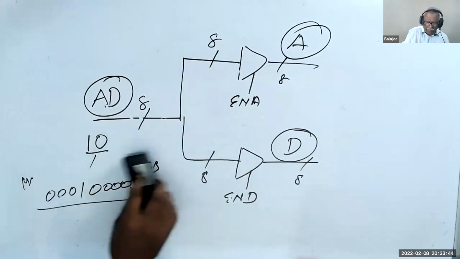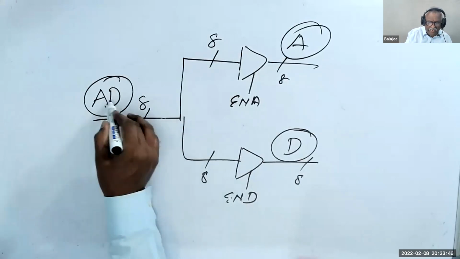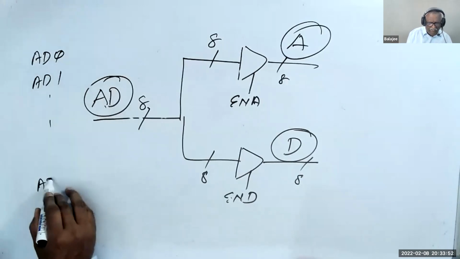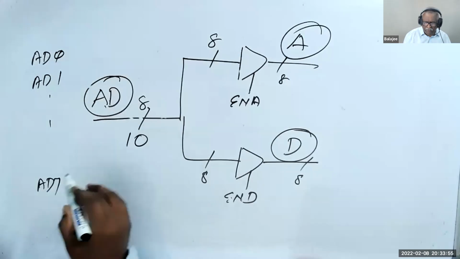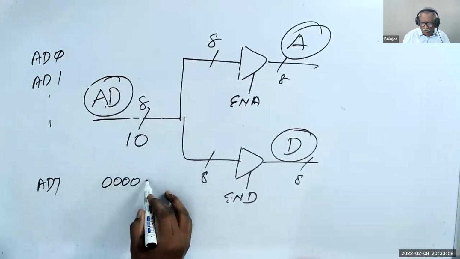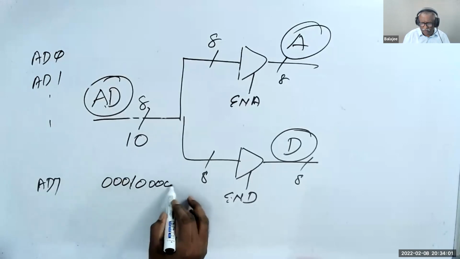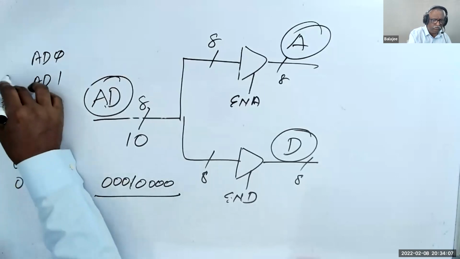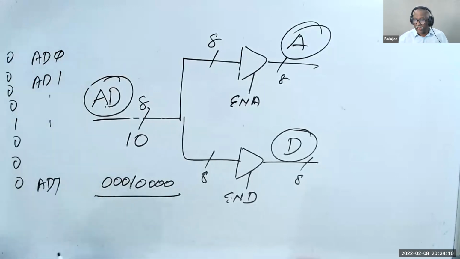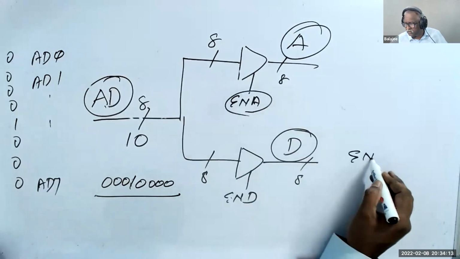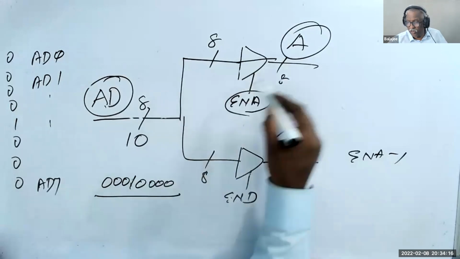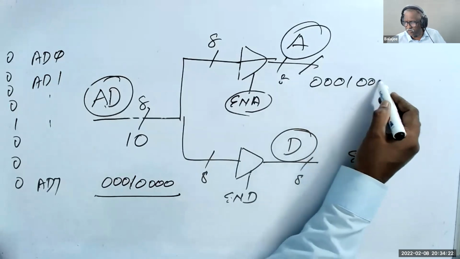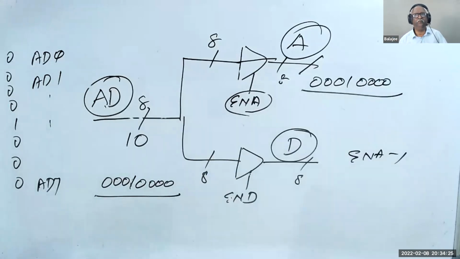Actually, now what happened? Let me tell you very clearly. This is AD8. That means AD0, AD1 up to AD7. I gave 10. That means 0, 0, 0, 0, 1, 0, 0, 0. This is coming here. If you make enable A as 1, now this is connected. Now A becomes 0, 0, 0, 1, 0, 0, 0, 0. Understand? Now it goes to A.